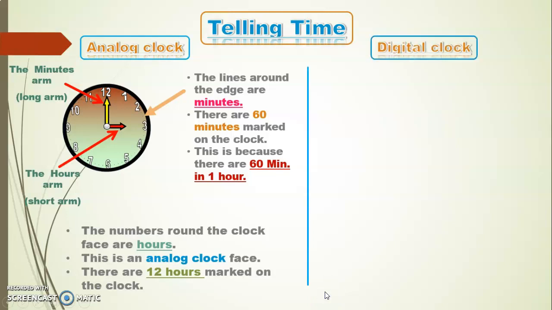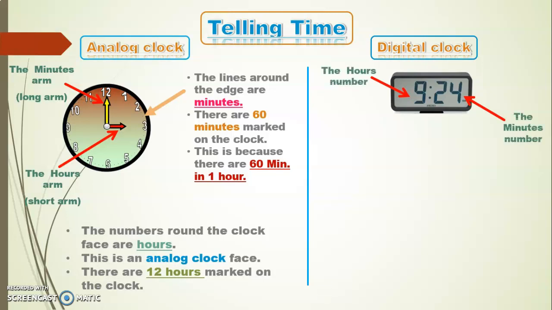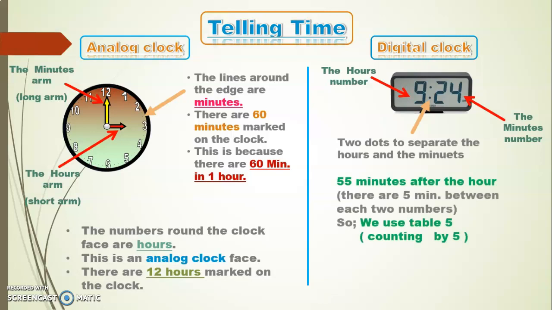The second one is the digital clock. This is the face or the shape of the clock. We have two parts. The first part is for the hours number and the second part for the minutes number. Here we have two dots to separate the hours and the minutes. We have 55 minutes after the hour. There are 5 minutes between each two numbers. So we can use table 5 or counting by 5.